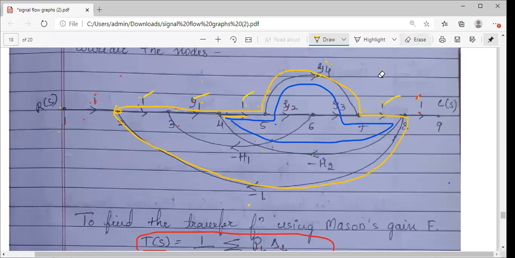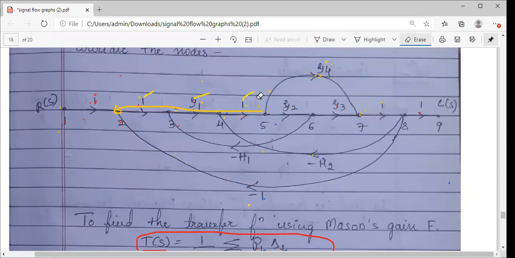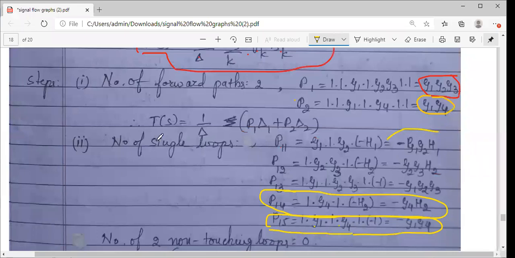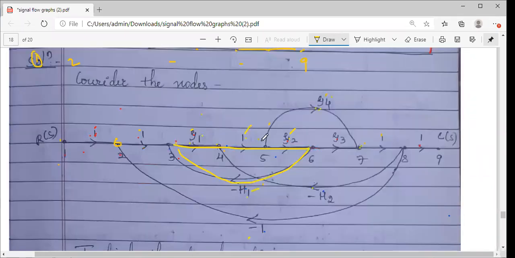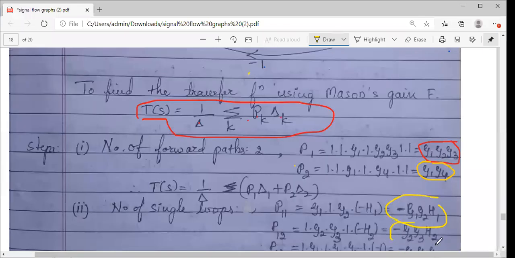Okay. Now first 3 you have already identified. So which will be the first loop? Let me take this. This one is a loop, that is G1 into 1 into G2 into minus H1. So minus G1 G2 H1. Minus G1 G2 H1. This is the first loop. Second loop, starting from 4, this one. So it is 1 into G2 into G3 into minus H2. So minus G2 G3 H2.